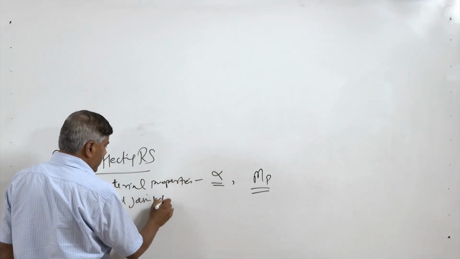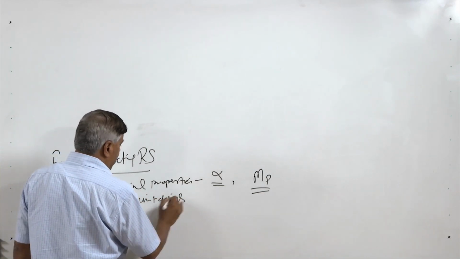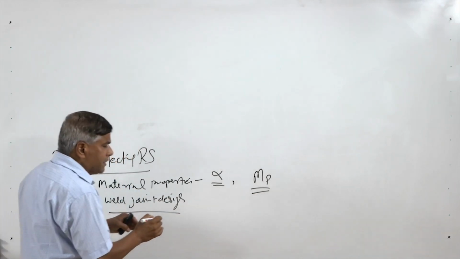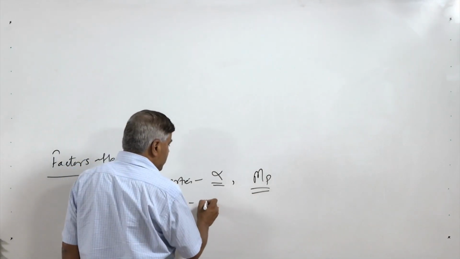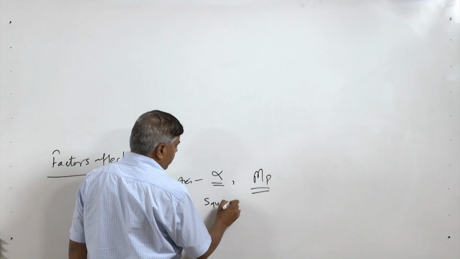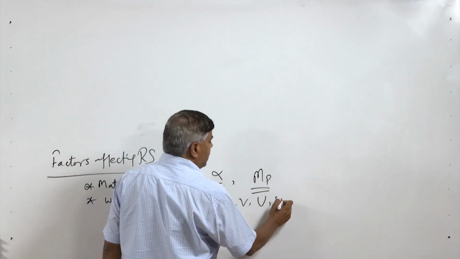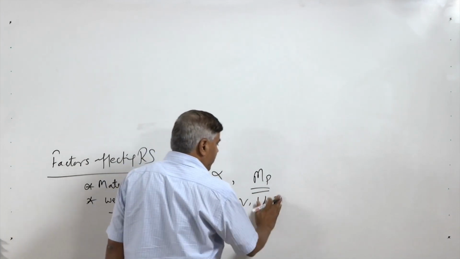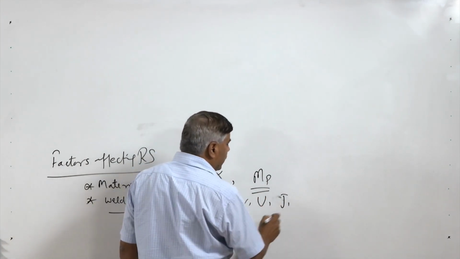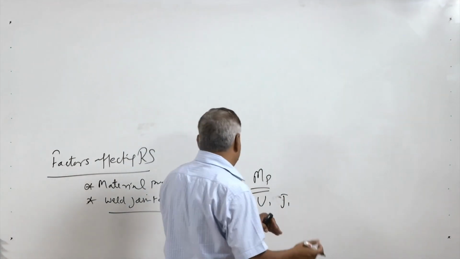Another is the weld joint design. This factor is basically related to the kind of groove which is being used. It is the square, V, U or J, or the double V, W, J, bevel, etc.